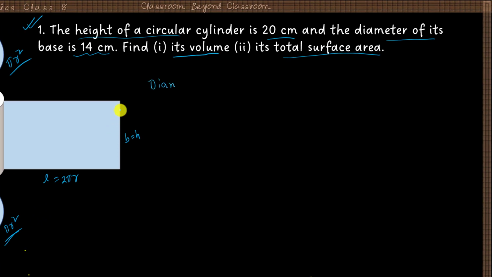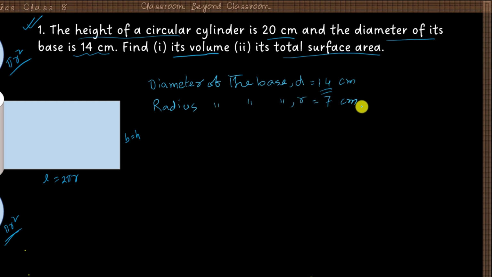So it is given that diameter of the base D is equal to 14 cm. So the radius of the base of the cylinder is r, and that is half of D, equal to 7 cm. Now height of the cylinder is given, that is h equal to 20 cm.